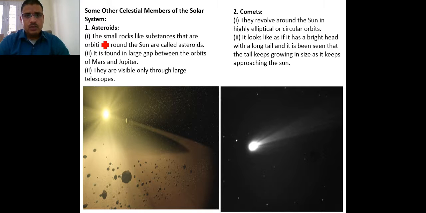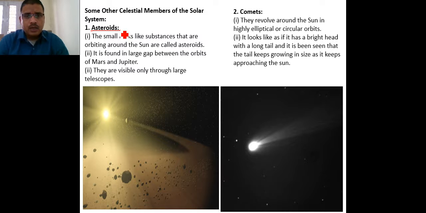Some other celestial members of the solar system are called asteroids. As we already told, there are some spaces in between these planets, and there are also some small bodies we can see, which are part of the solar system.